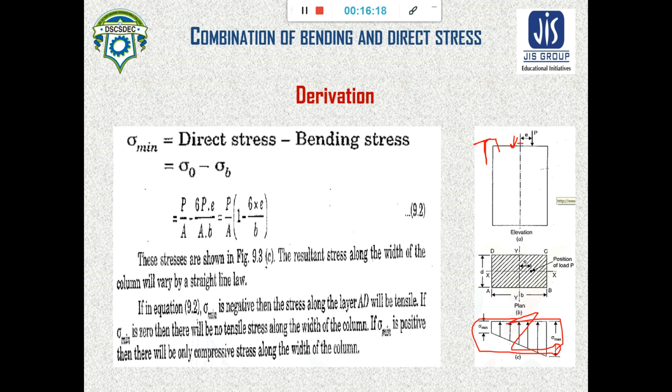So the resultant stress along the width of the column varies by a straight line law. From this figure we can say that the effect of the combined stress varies through a straight line. If sigma min is negative, then the stress along AD will be tensile. If sigma min is 0, then there will be no tensile stress along the width of the column. If sigma min is positive, then there will only be compressive stress along the width of the column.